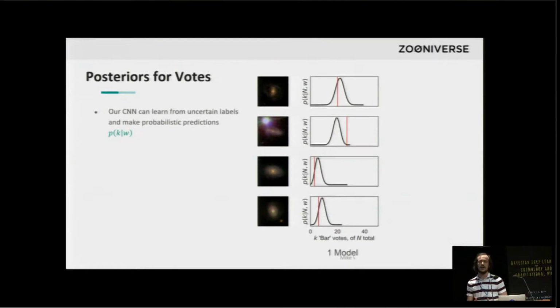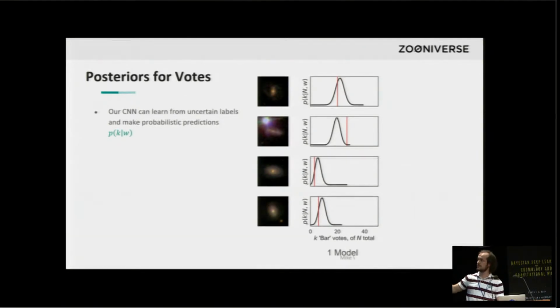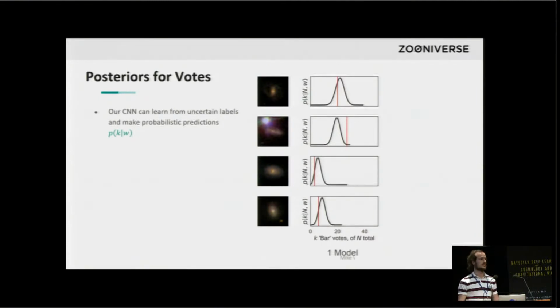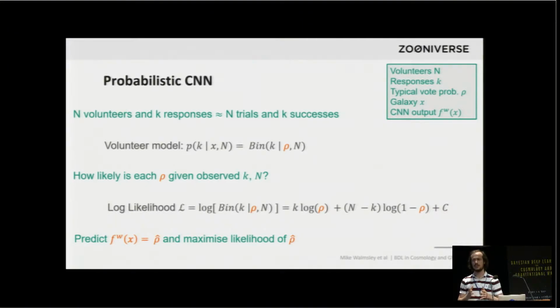So we'd like to have a CNN that can, first of all, predict posteriors, as we've been talking about, and here are some examples of that. Each row is a galaxy. It will have a bar or not. We ask our model, does this galaxy have a bar? We're going to do that by a careful choice of our loss function at this point.